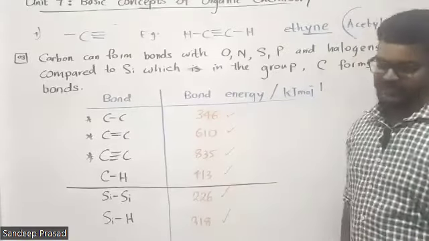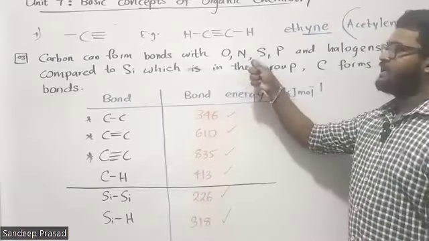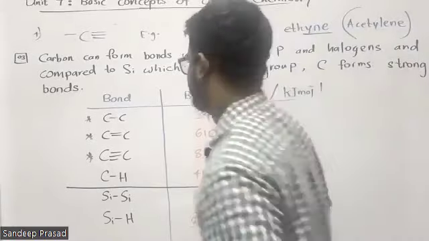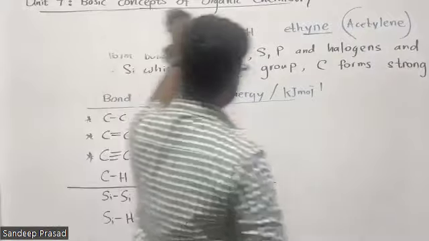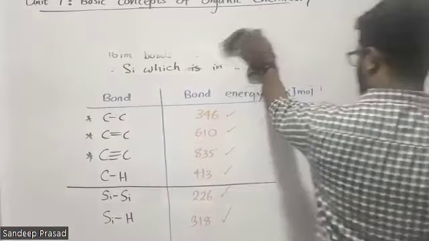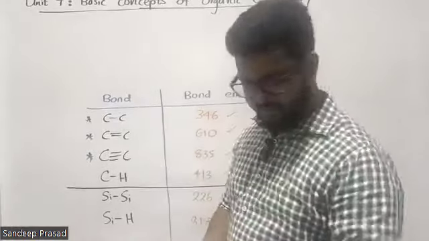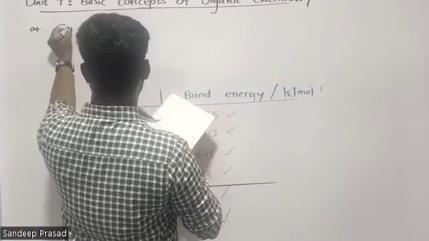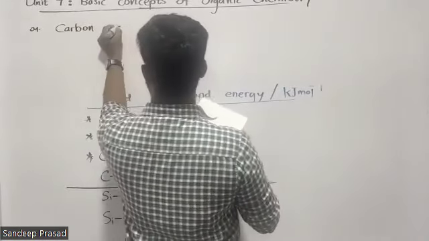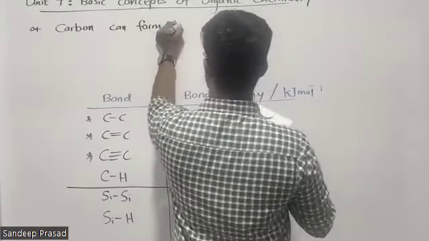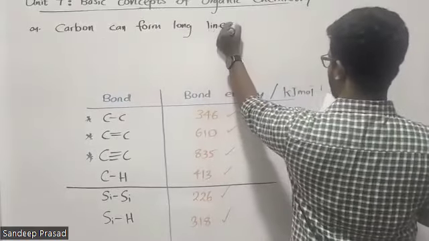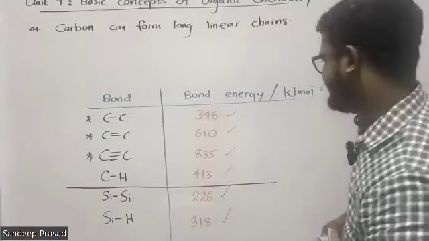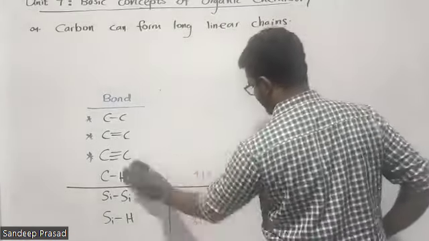Right. Okay, so this is the third point, that carbon can make so many bonds. Now let's go for the fourth point, number 4. This is something related to polymer, students. Carbon can form long linear chains. Long means lengthy. Linear means we can consider a continuity is there.